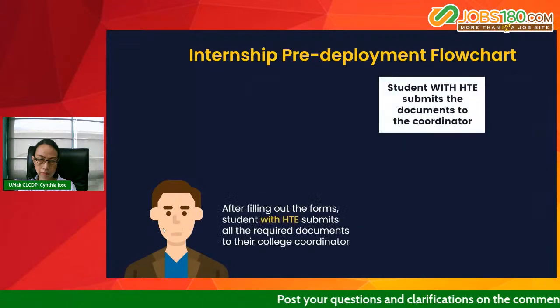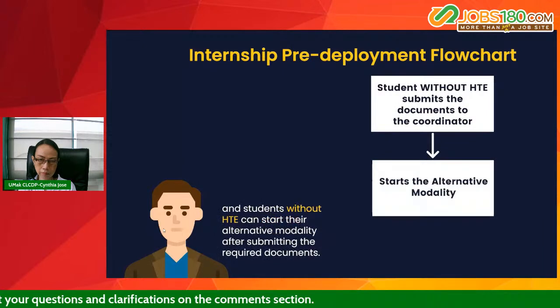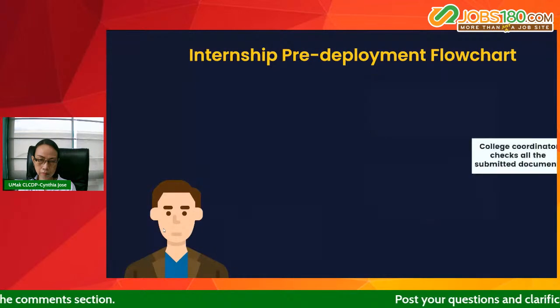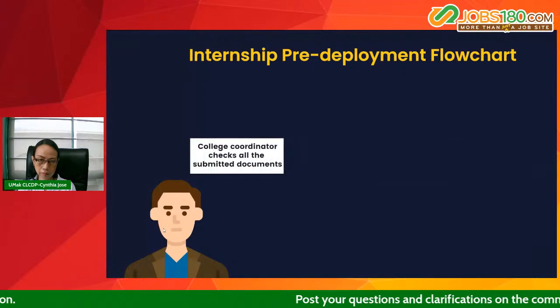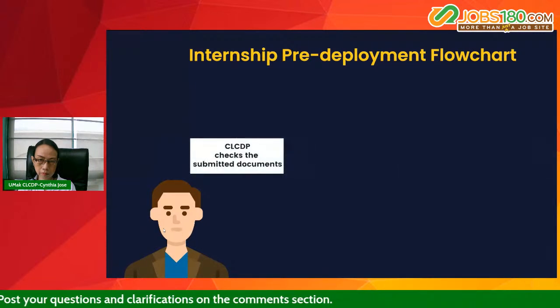After filling out the forms, student with HTE submits all the required documents to their college coordinator, and student without HTE can start their alternative modality after submitting the required documents. The coordinator checks the documents that were submitted by the students and submits it to CLCDP. CLCDP checks all the submitted documents.